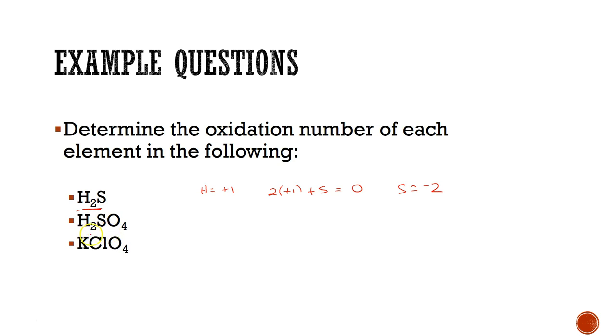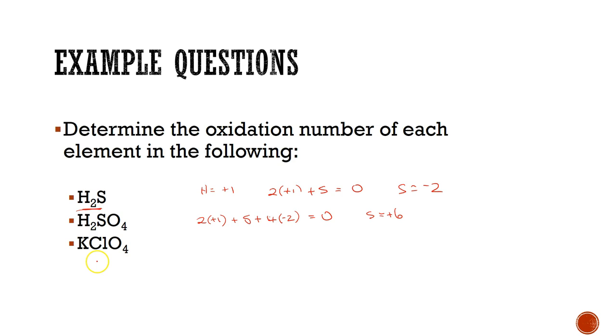In H2SO4, I've got the same thing. I have 2 lots of +1 for my hydrogen. I'm going to have my sulfur, which is my unknown, and then I've got 4 lots of -2, which is going to be -8. That's all going to add up to 0. So I've got -8 plus 2, so that gives me -6, which means that S is going to be equal to +6 in this case. So it would have an oxidation state of +6.